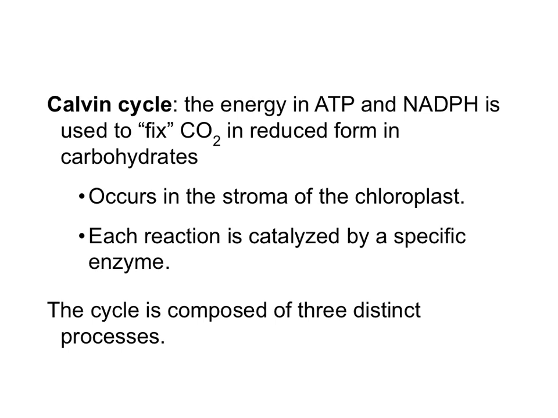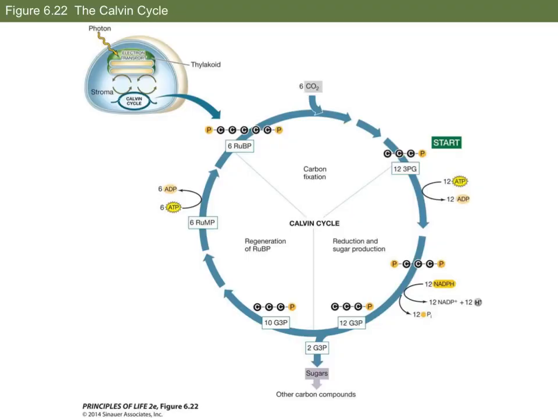In the Calvin cycle, the energy in ATP and NADPH is used to fix carbon dioxide, which is a gas, into a reduced form to eventually form carbohydrates. This is going to occur in the stroma of the chloroplast, and each reaction is catalyzed by a specific enzyme. This biochemical pathway is a cycle and is composed of 3 distinct processes.